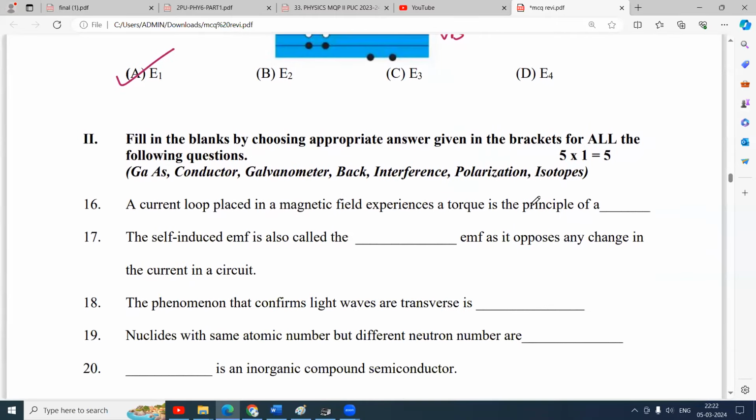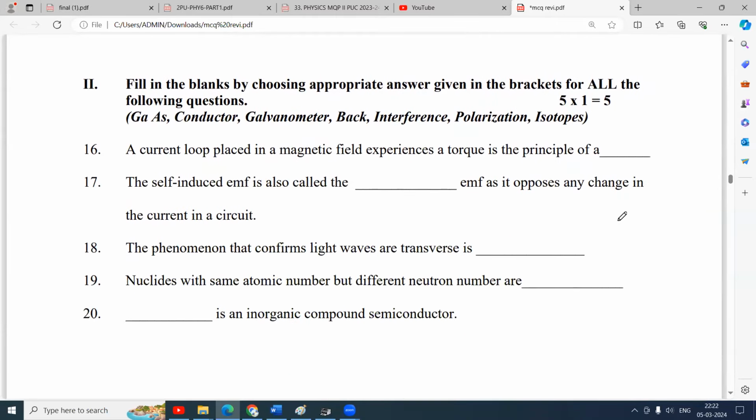Fill in the blanks by choosing appropriate answers given in the brackets. A current loop placed in a magnetic field experiences a torque. This is the principle of a galvanometer. In a galvanometer, there is a coil placed in a magnetic field. When current is passed through the coil, it deflects, making the needle deflect, and the deflection is directly proportional to current. That is the galvanometer principle. Self-induced EMF is also called back EMF because it flows in such a way as to oppose the cause.